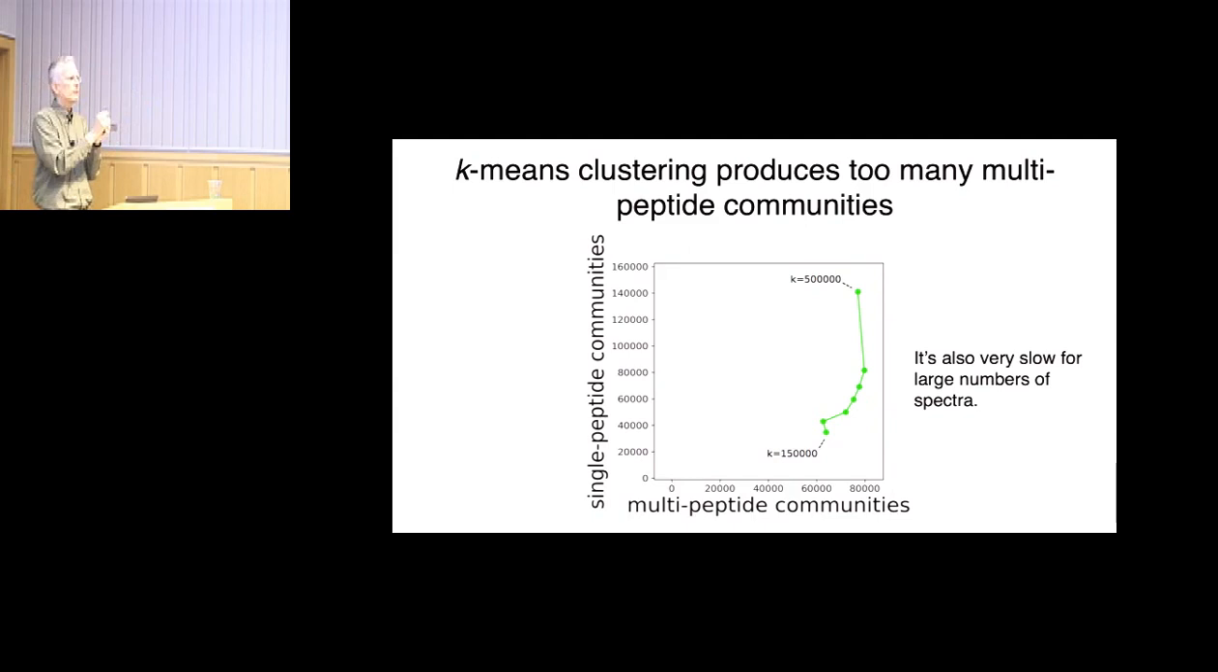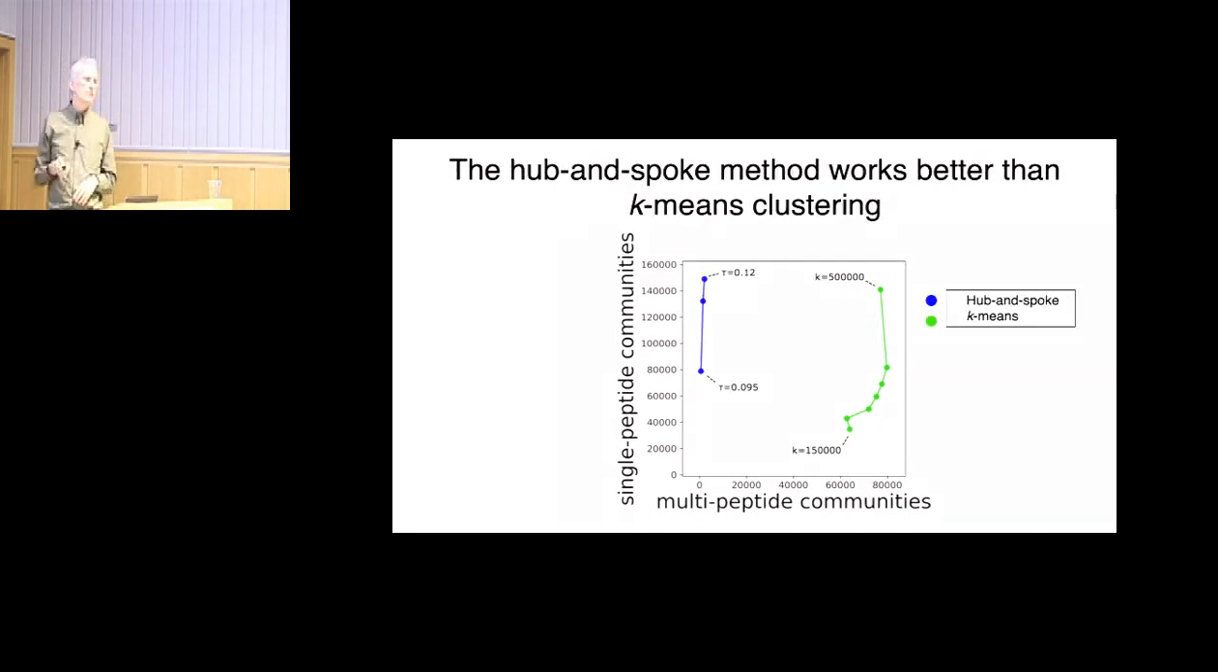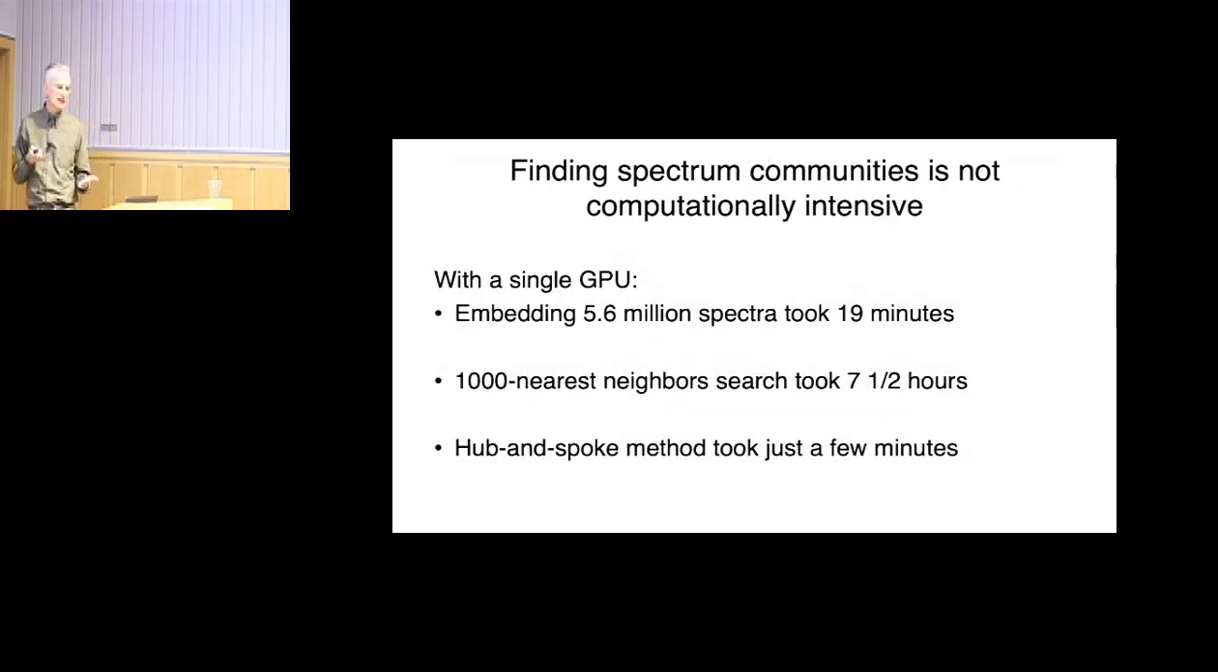We want to find very dense, small clusters. And so this basically puts you way over here, depending on what value of k you use. Whereas this hub and spoke method that we developed works much better. These are just for different values of tau: tau equals 0.12, tau equals 0.095 in that space that we defined using the neural network. We chose tau equals 0.095 because that means that about 1% of the communities that we came up with are multi-peptide communities.